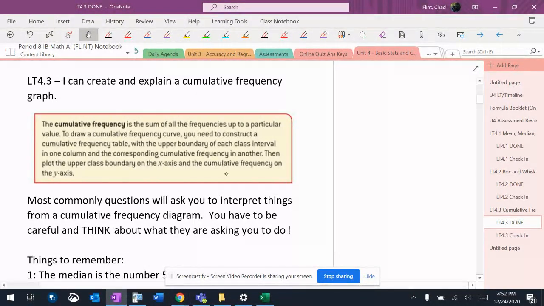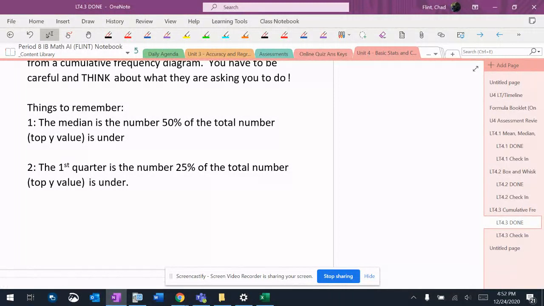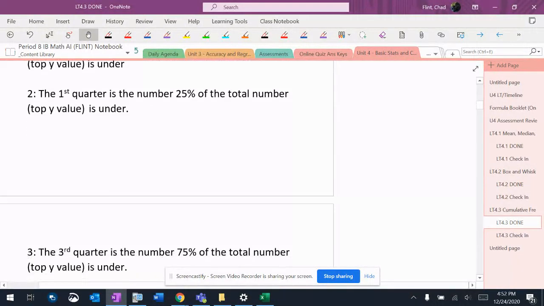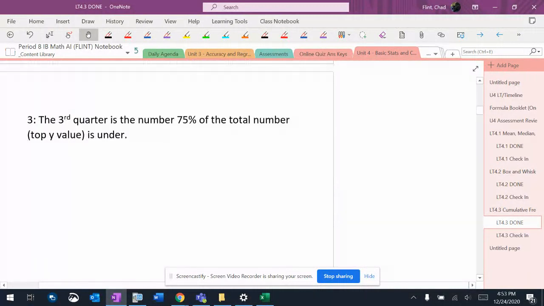A couple of things that you absolutely have to know in order to do these: the median, 50% or under, and the total value, the total frequency, which is the Y value. The first quartile is 25%, and the third quartile is 75%, because they will often ask you to find those numbers.